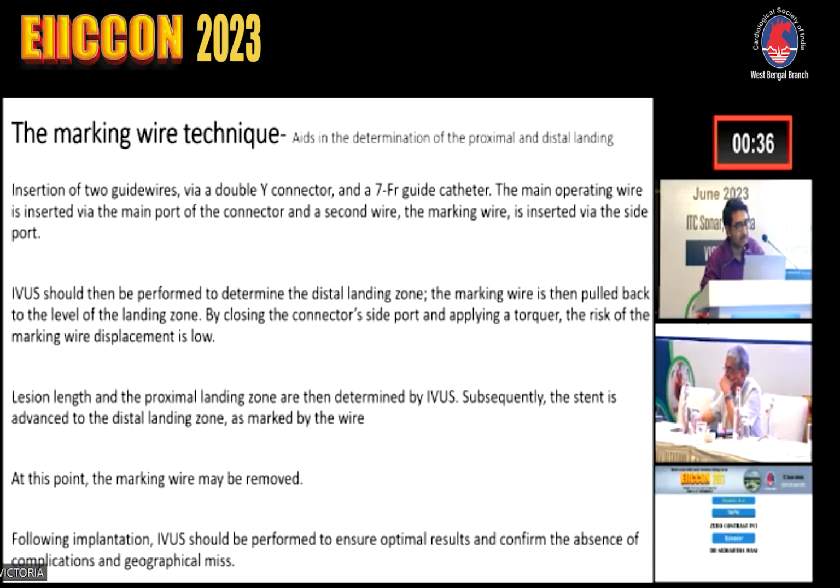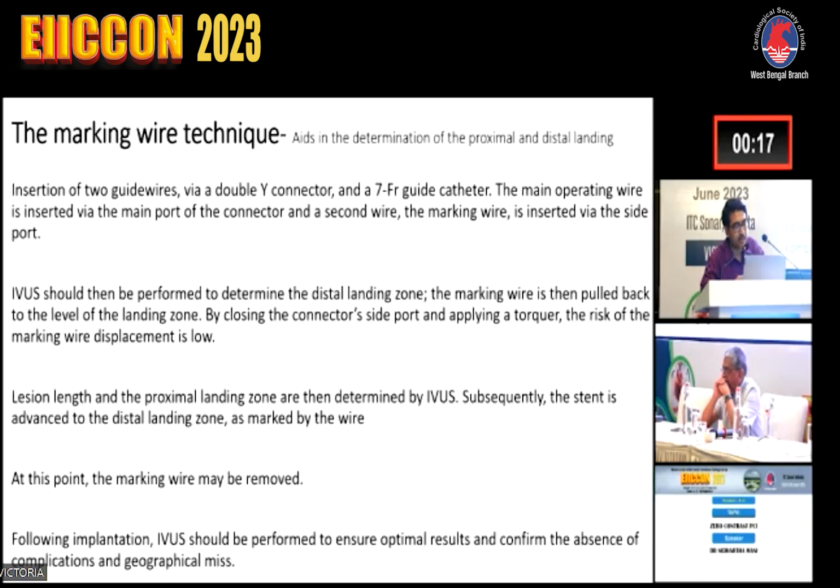The main operating wire goes to the distal bed, and the other marking wire is inserted from the side port. And this marking wire, the radio opaque portion, will act as a guide to identify the proximal and distal marking zone. That has to be ascertained by IVUS, and IVUS will confirm the distal landing zone.